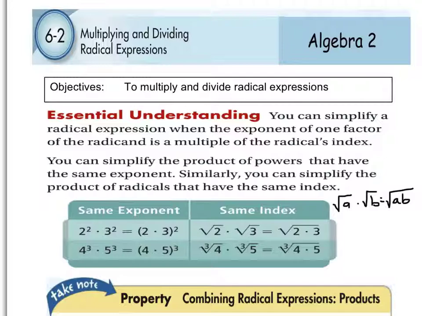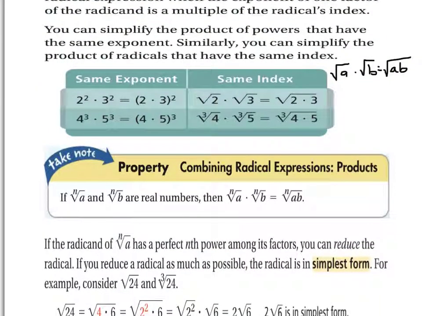So that leads into combining radical expressions. If the nth root of a and the nth root of b are real numbers, then the nth root of a times the nth root of b is really the nth root of a times b. We can combine them as long as n is the same number. You might want to put that down there. This only works as long as n, the index, is the same. If the index is not the same, we cannot put them together like that.